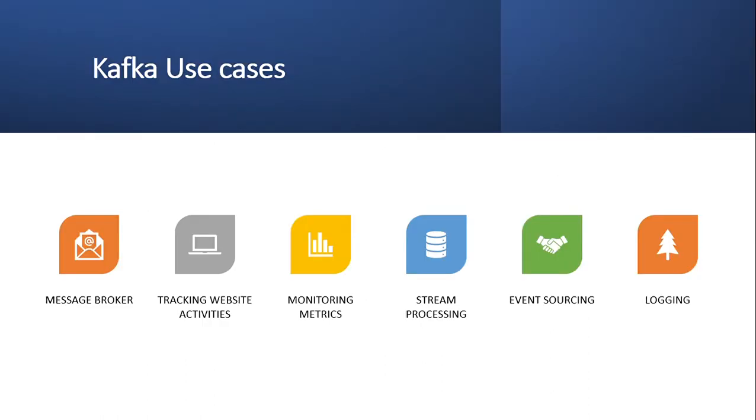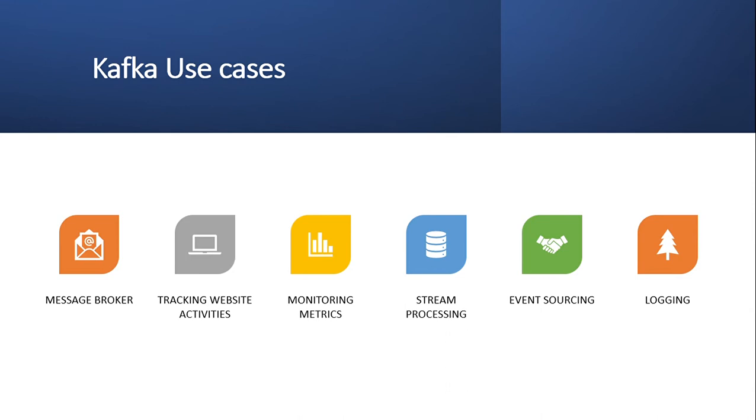Next is Kafka use cases. So we have the following Kafka use cases here. First is message broker. Kafka serves as an excellent replacement for traditional messaging brokers. Compared to traditional messaging brokers, Apache Kafka provides better throughput and is capable of handling a larger volume of messages. Kafka can be used as a publish subscribe messaging service and is a good tool for large scale message processing applications.